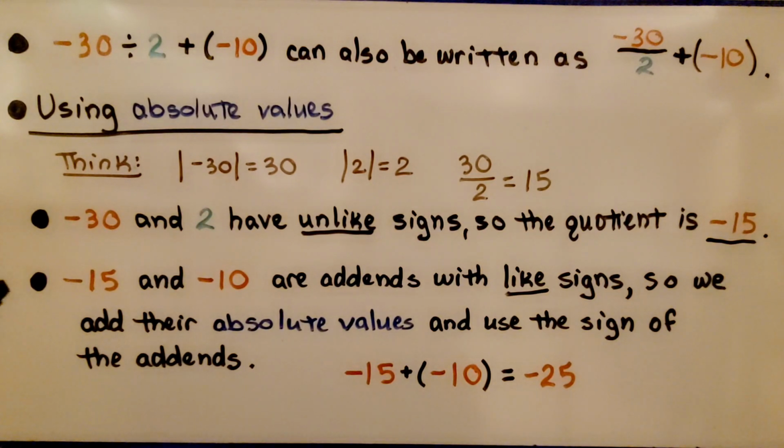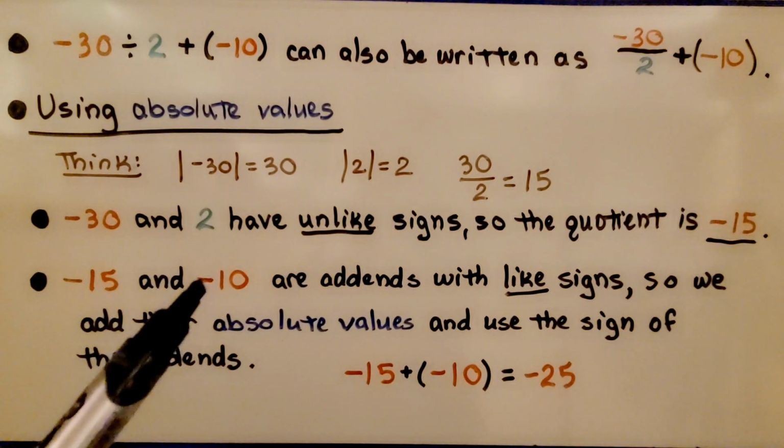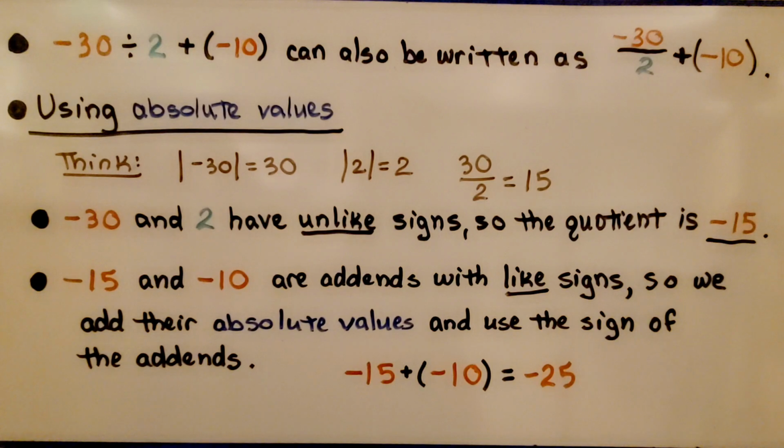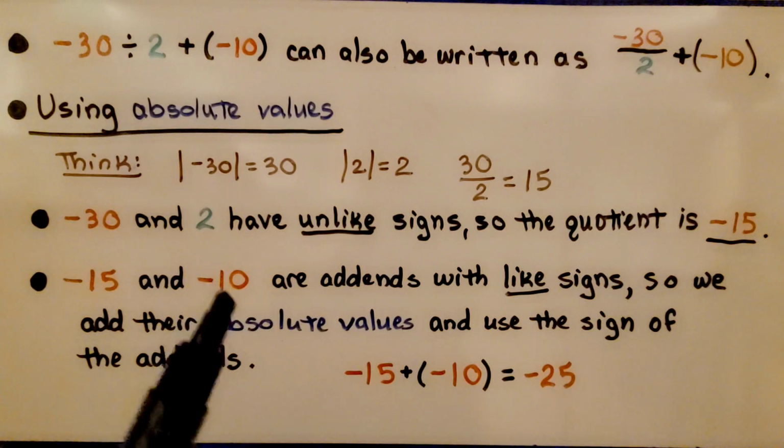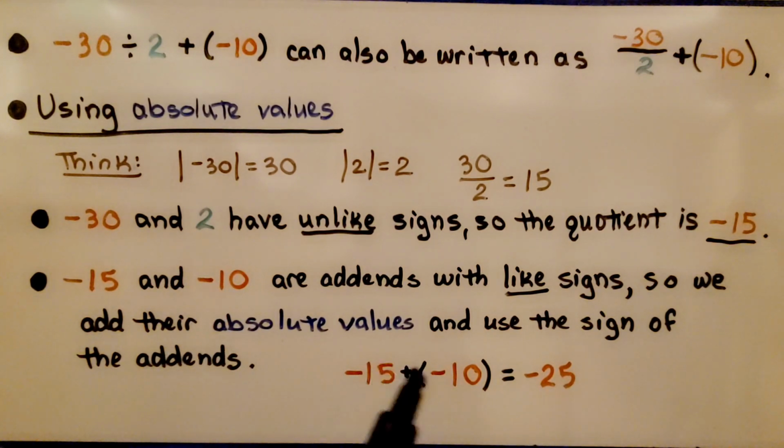Now we add. Negative 15 and negative 10 are addends with like signs. So we add their absolute values and use the sign of the addends. We add 15 and 10, which is 25, and the sum will be like the addends. They both have a negative, so it's negative 25.